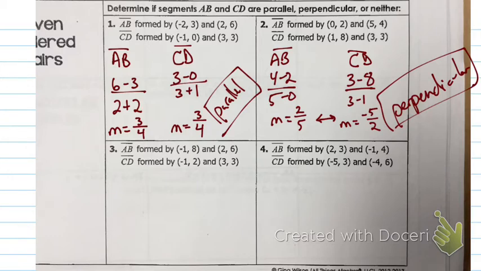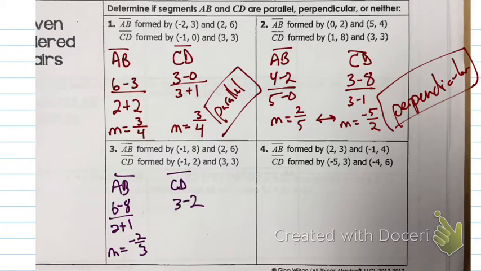So, I want you guys to try out 3 and 4 on your own, please. Alright, so number 3. You guys already did this, so I'm going to go a little quicker. I got a 6 minus 8 over 2 plus 1 for a slope of negative 2/3. And for CD, I got a 3 minus 2 over 3 plus 1 for a slope of 1/4. Neither.